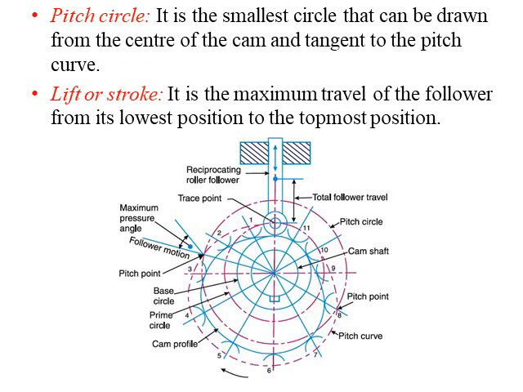And the last two: we have the pitch circle. Pitch circle is defined as the smallest circle that can be drawn from the center of the cam and tangent to the pitch curve. But if you take a knife edge follower and a flat face follower, the prime circle and the base circle are identical. For a roller follower, as shown in the sketch, the prime circle is larger than the base circle by the radius of the roller. The last we have is lift or stroke. Lift or stroke is the maximum travel of the follower from its lowest position to the topmost position. So that is how we define lift or stroke.